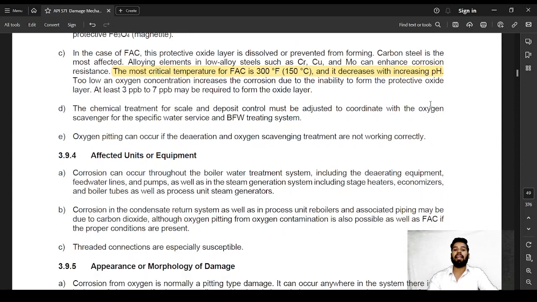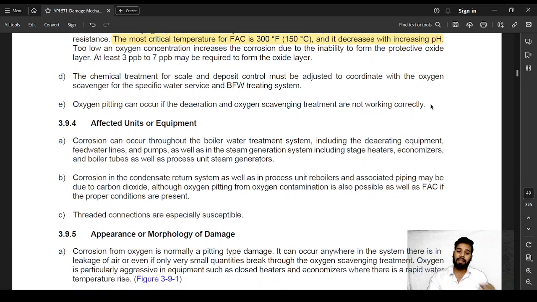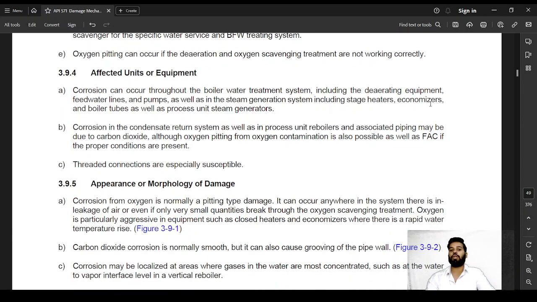Chemical treatment of the scale and deposit control may be adjusted to coordinate with the oxygen scavenger for specific water treatment and boiler feed water treating system. Oxygen pitting can occur if the deaeration and oxygen scavenging equipment are not working correctly. Affected equipment: corrosion can occur throughout the boiler water system, including deaerating equipment, feed water lines, pumps, as well as the steam generation system, including stage heaters, economizer, boiler tubes, as well as process unit steam generators.